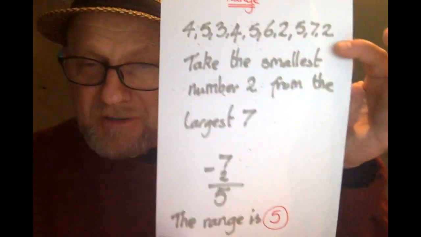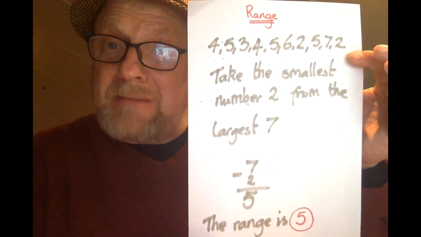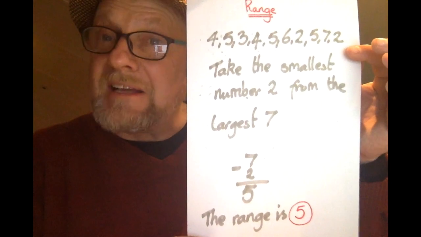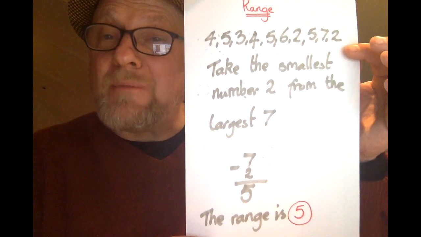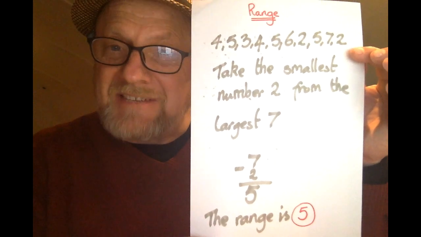And the range. The range is probably the simplest to work out. The range is simply taking the smallest number, in my case 2, from the largest number, in my case 7, and coming up with 5. 5 is the range for this number set.